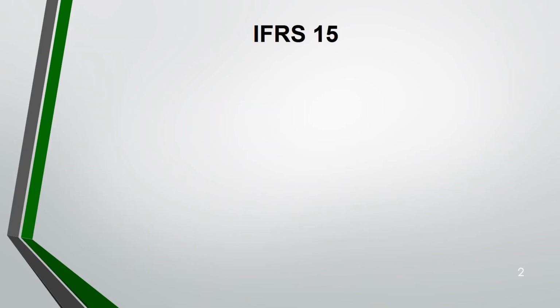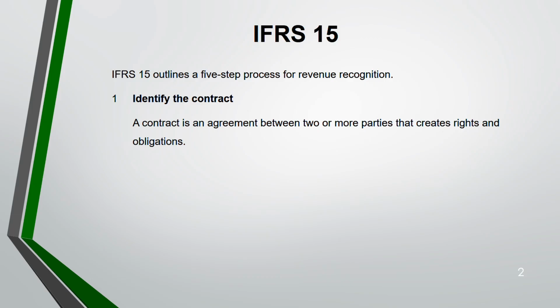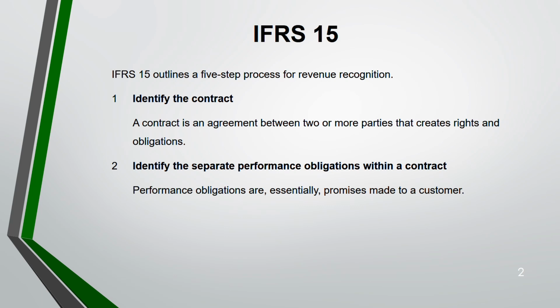So in this standard, there are 5 steps to recognize revenue. First, you have to identify the contract. A contract is an agreement between two or more parties that creates rights and obligations. Second, identify the separate performance obligations within the contract. Performance obligations are promises that are made to a customer.